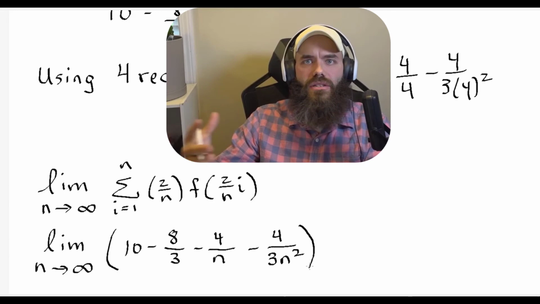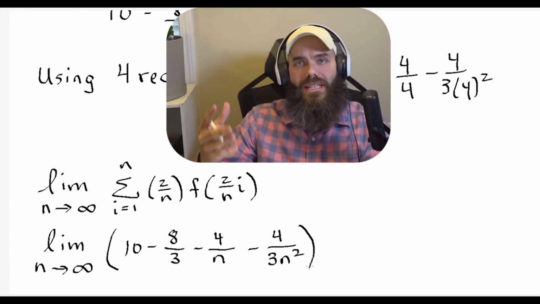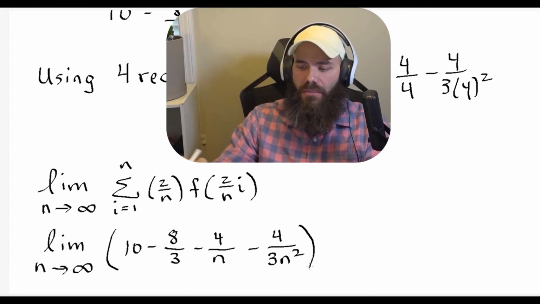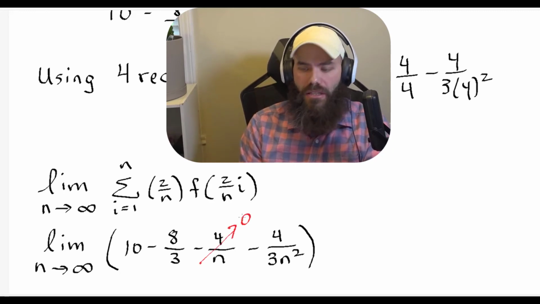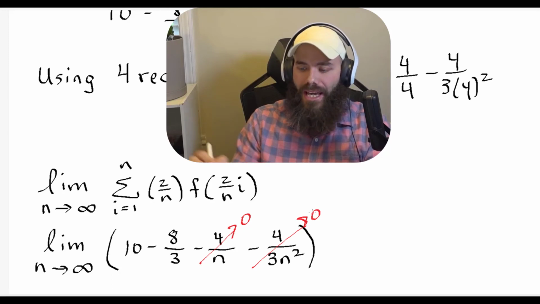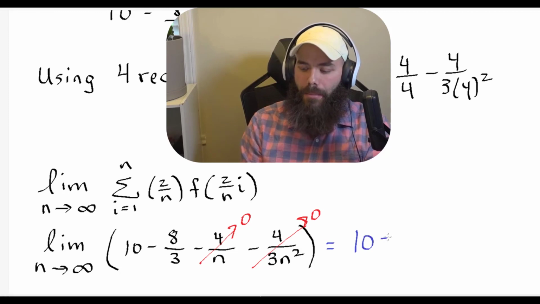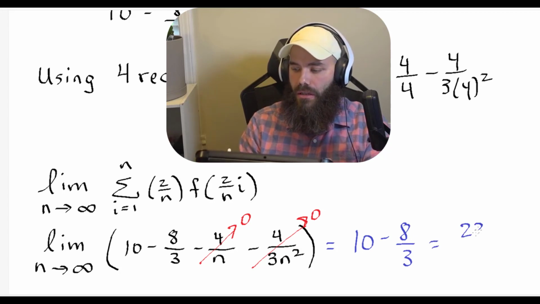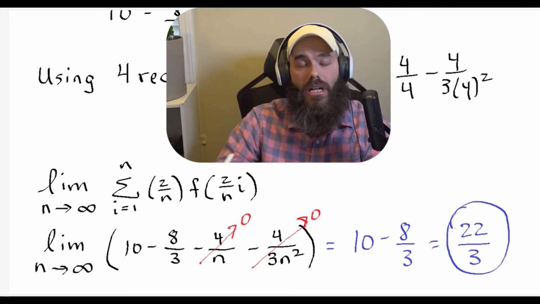Okay, and you can combine your common terms if you'd like, but the idea is now, if you're going to let n approach infinity, those expressions that have an n in the denominator, as n gets larger, they approach 0, so that basically goes away. This goes away, and now we just have, to calculate this limit, 10 minus 8 thirds, which turns out to be 22/3. That would be the exact area under the curve.